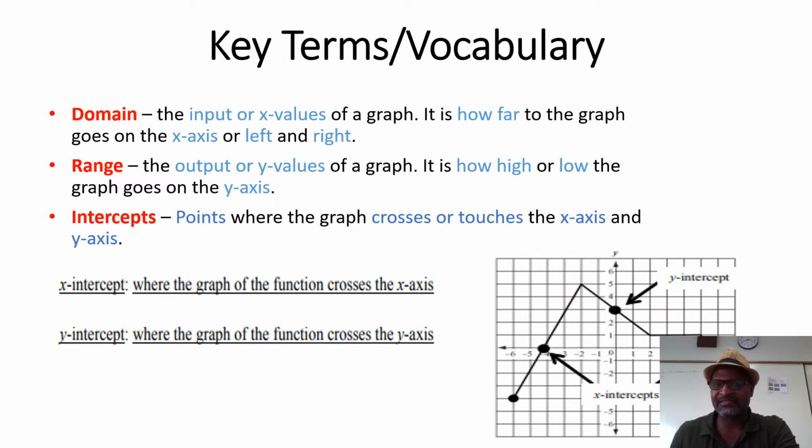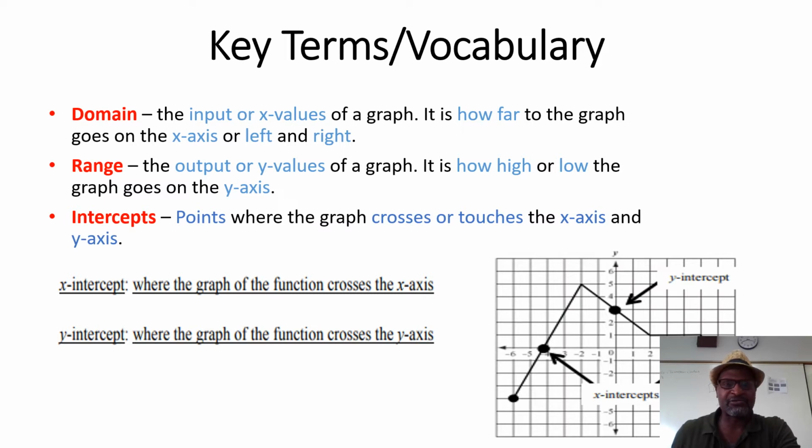Remember, the y-axis is the vertical axis. The x-axis is the horizontal axis. The intercepts are the points where the graph crosses or touches the x-axis or the y-axis.